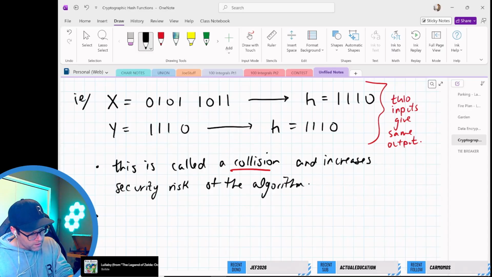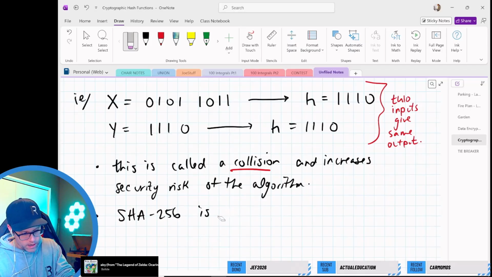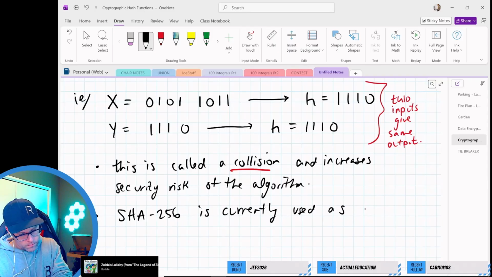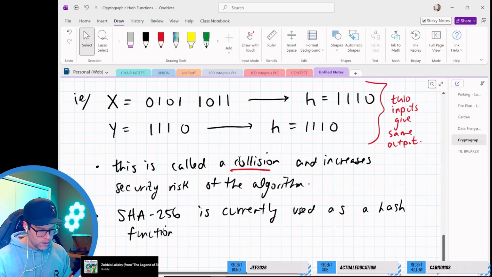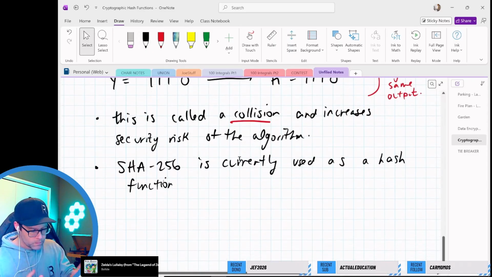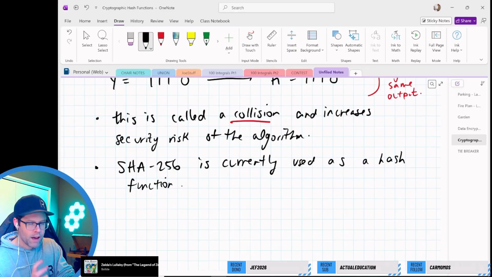Okay, so how does SHA fix something like this? SHA-256 is what's currently used, I think, as a kind of universal hash function. Which means that the output, instead of having a 4-bit output, actually has a 256-bit output.